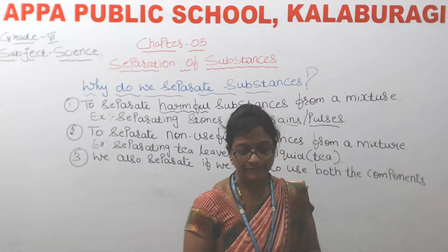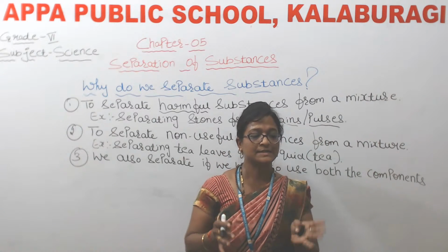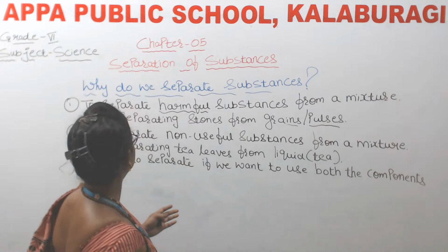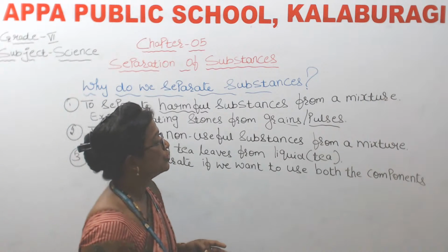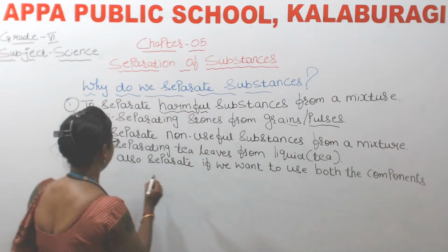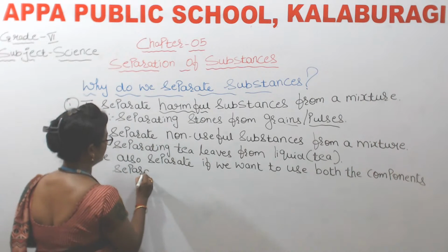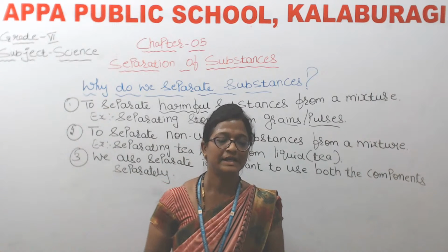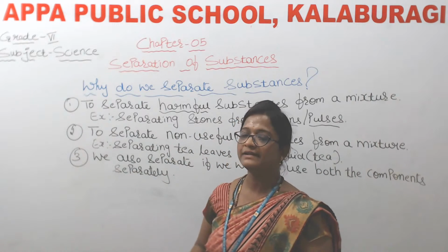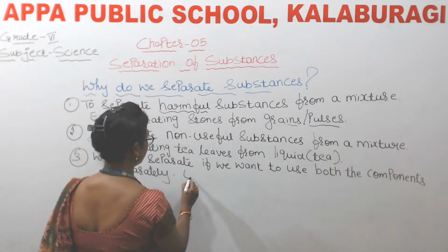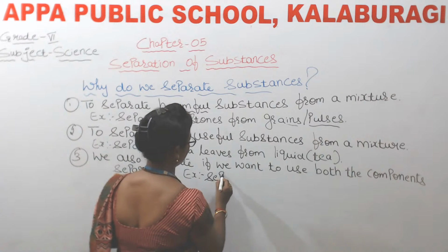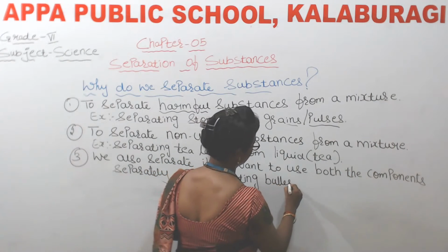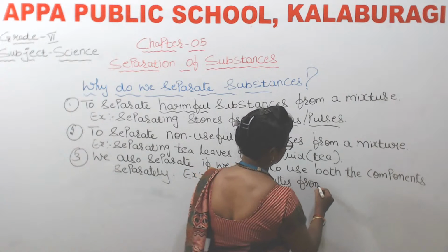Even sometimes we separate two substances to get two useful components. Okay. So sometimes we also separate if we want to use both the components separately. Okay. If we want to use those components separately, we can separate the substances. And the example for this is separating butter from buttermilk.